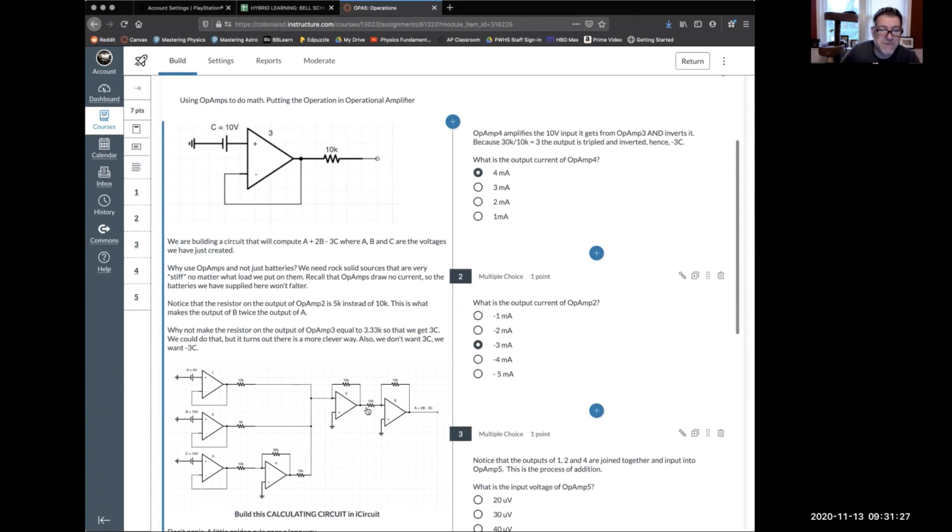What is the output current of OpAmp number 2? Well, which is OpAmp number 2? This is OpAmp number 2. You can just click on it.